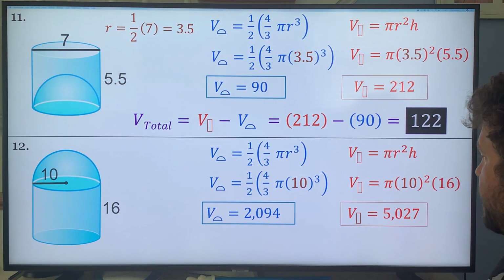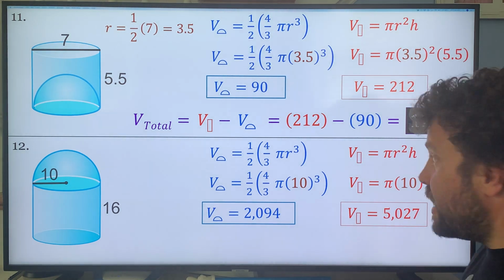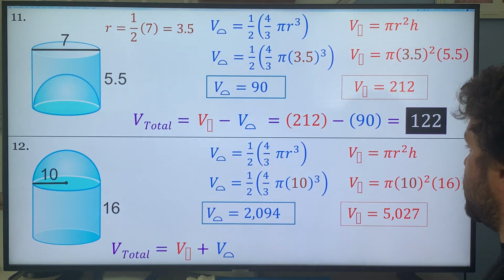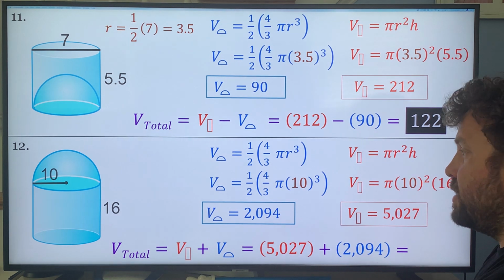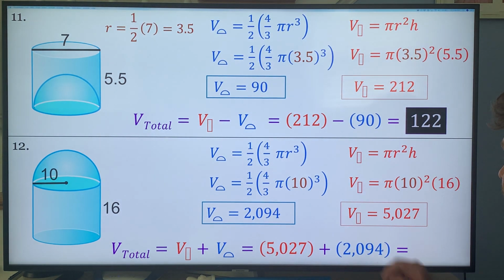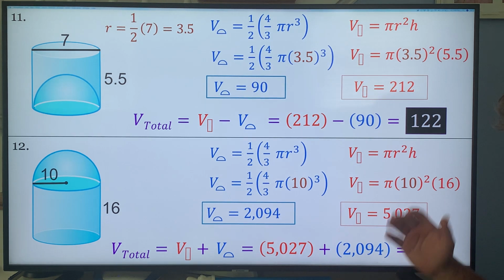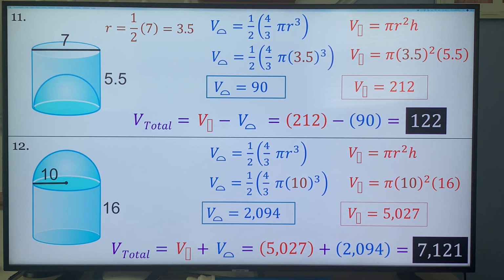Now, after you add these two together, what your next step is going to be is to add the hemisphere and the cylinder. 5,027 plus 2,094 gives you a grand total of 7,121 cubic units. All right, easy as pie.